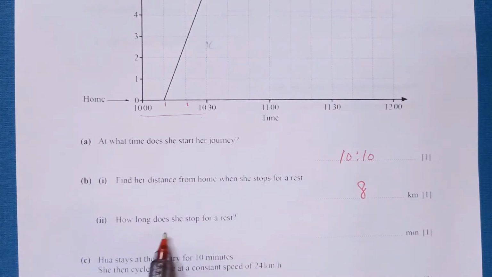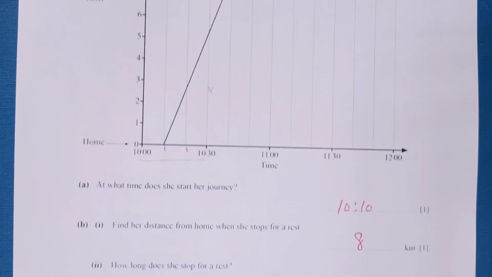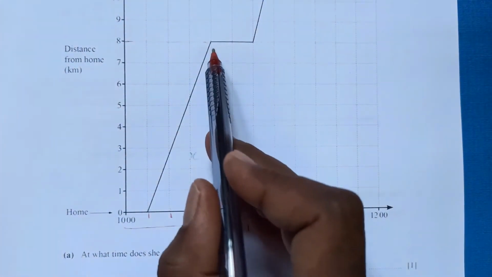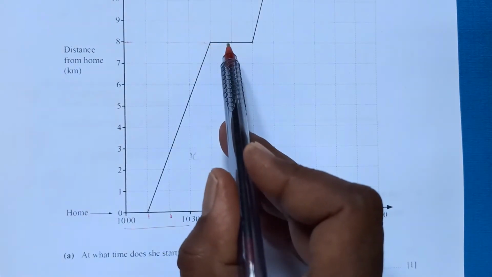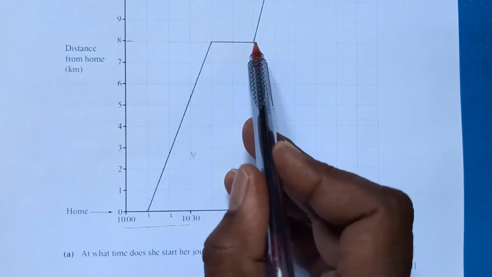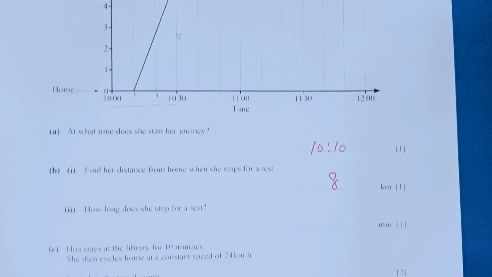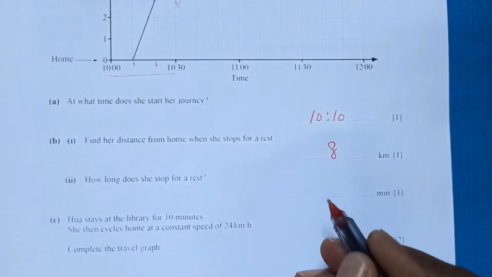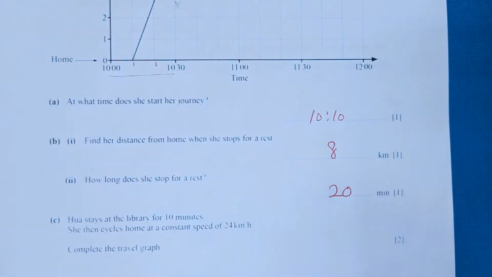Part 2, how long does she stop for the rest? So let's see how long. One square represents 10, and 10. So that is 20. So she stops for the rest for 20 minutes.